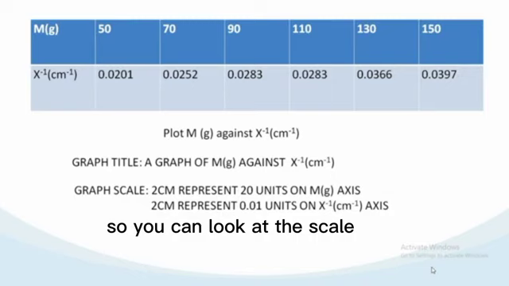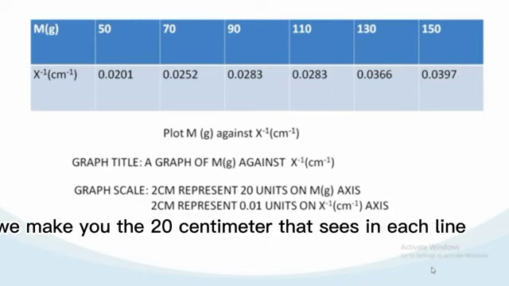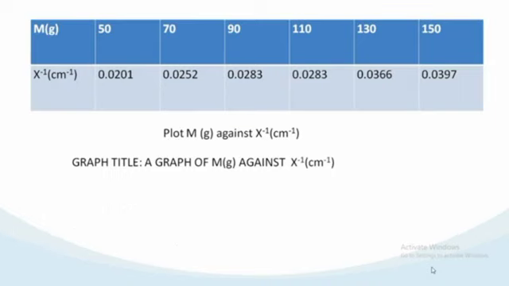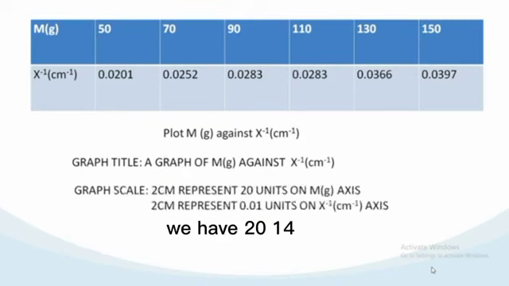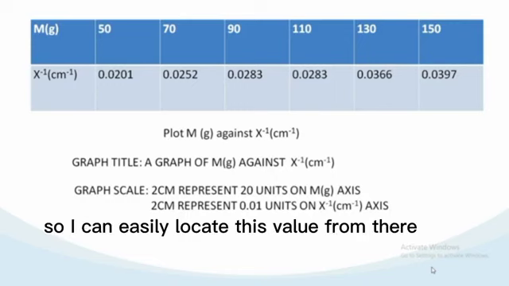So you can look at the scale choosing for this first table. We make use of 20 units in each line. Let me go back to my graph. That means in each line of the graph, I will have 20, 40, 60, 80, and so on. So I can easily locate these values from there.